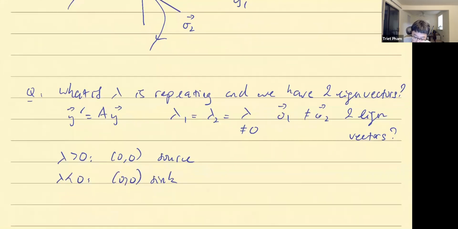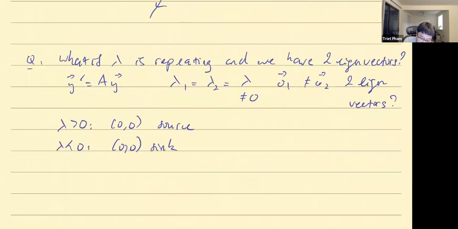Well, to answer this question, first of all, think of the structure of the solution. What does the solution here look like? Y of t will be V1 e to lambda t plus V2 e to lambda t. So how do you analyze the asymptotic in this case when t goes to infinity, for example, or t goes to minus infinity?